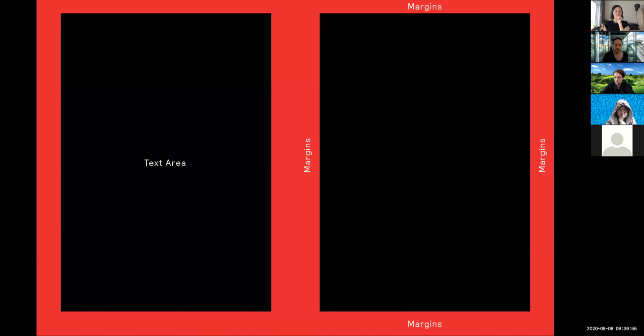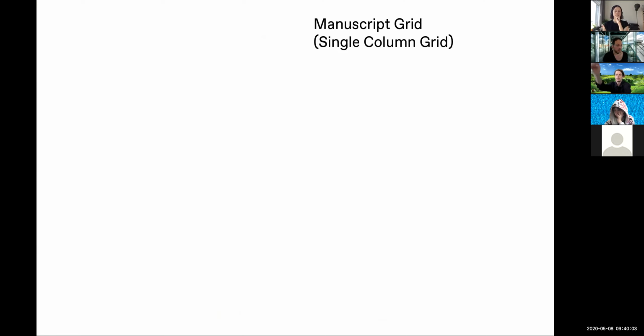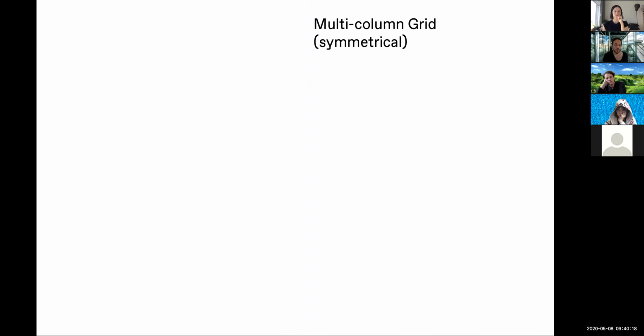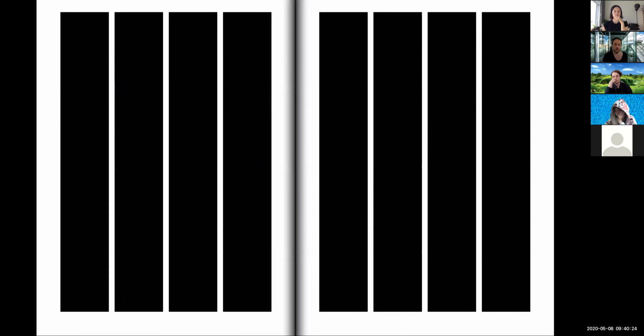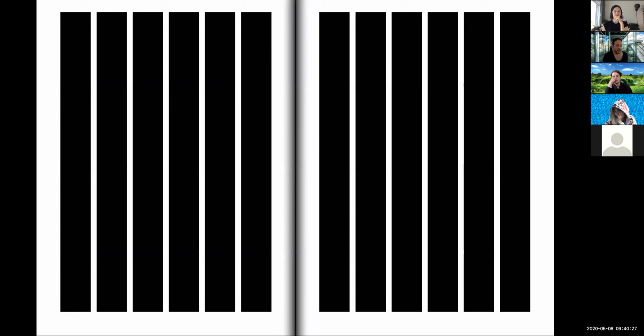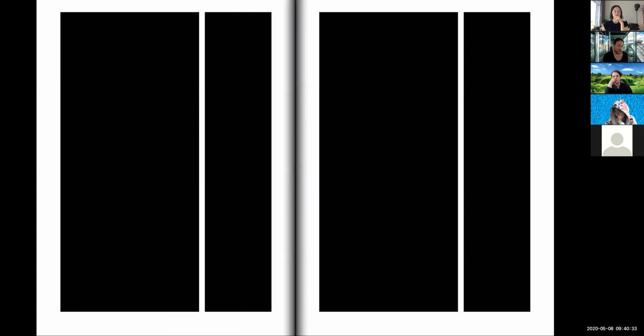So there are different types of grids. In a grid, basically, roughly you have a text area and margins. This is a spread. So let's say one of the oldest that we know is called a manuscript grid, which is a single column grid. If this is a spread of a book, so I'm mostly focusing on publications here, then you have margins and you have a text area. Of course, you have multi-column grids that are symmetrical, so for instance 2 columns or 3 or 4 or 6 with spaces in between, but they're symmetrical. You can do multi-column grids that are asymmetrical, of course.